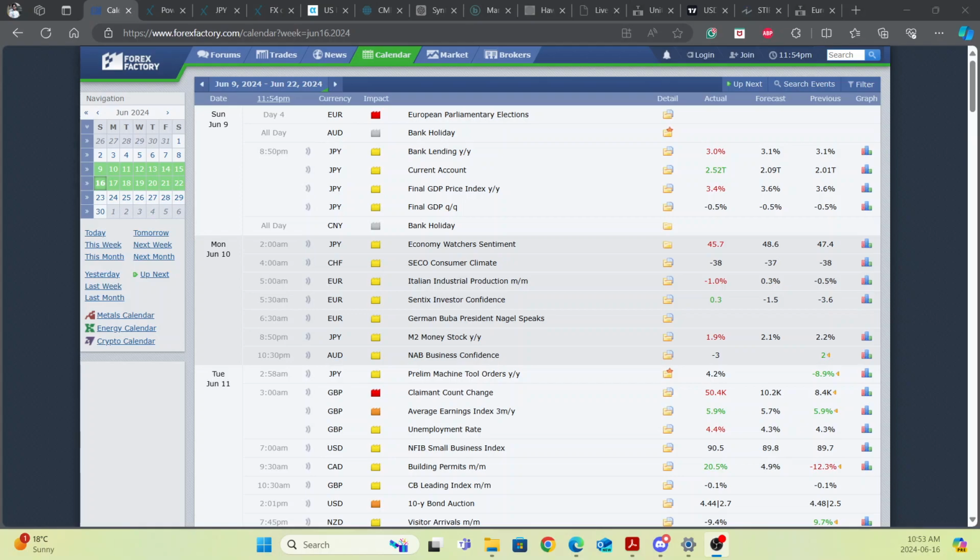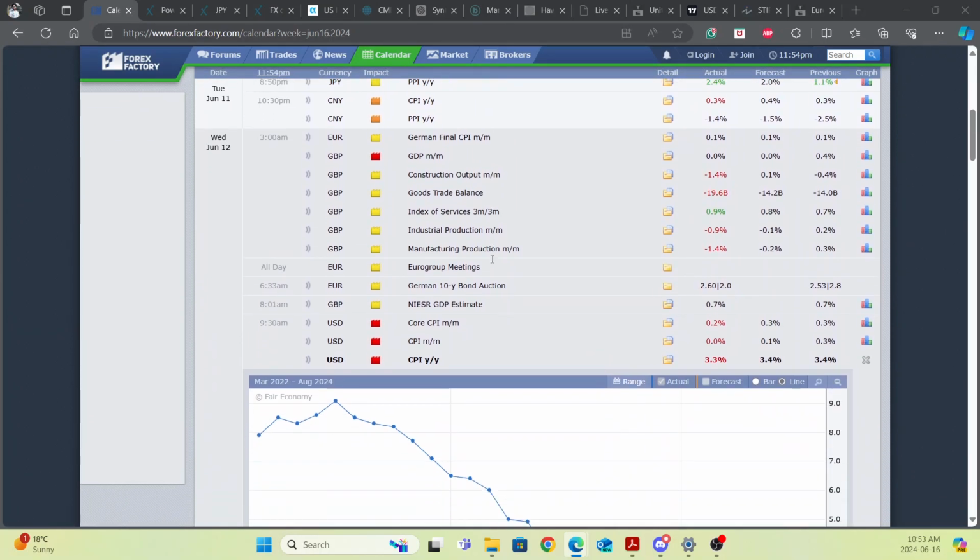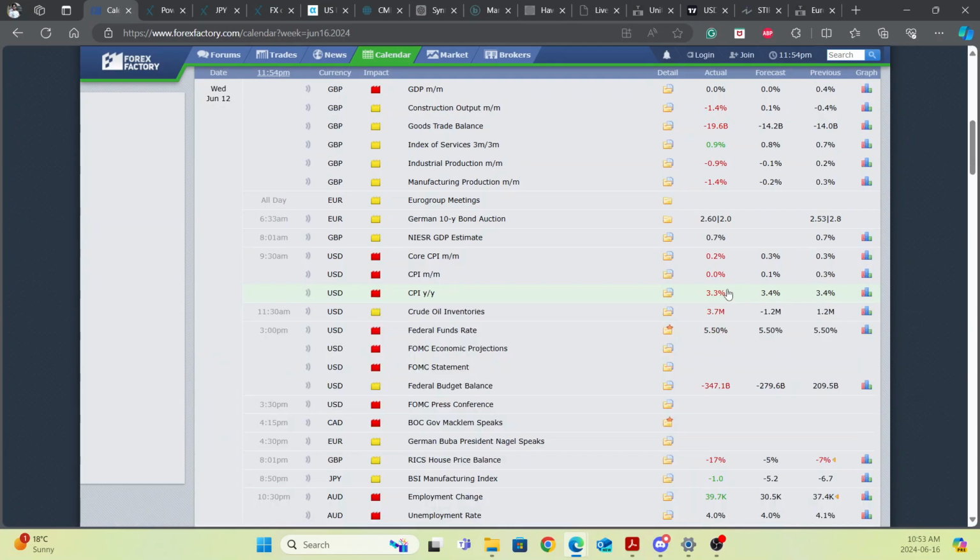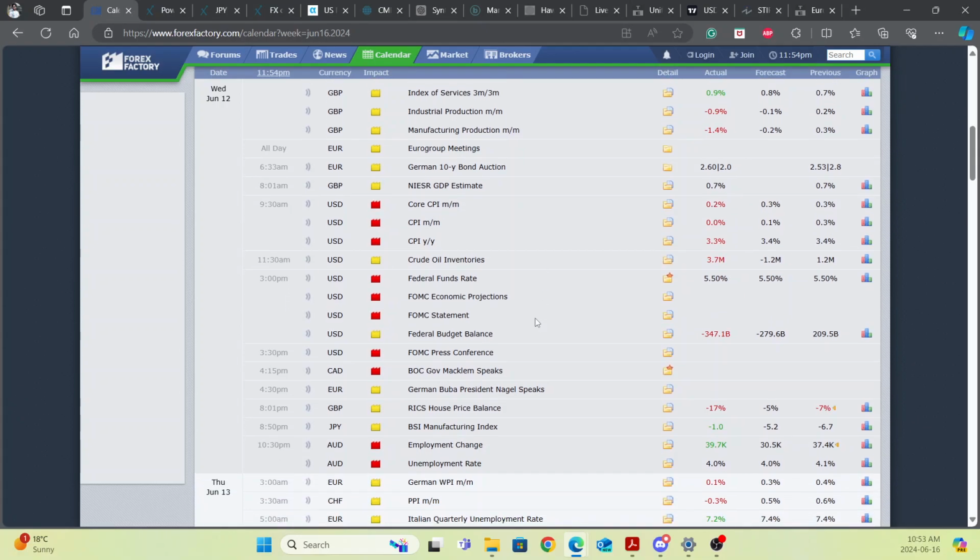So with that being said, let's quickly have a look at what we had last week before moving to some analysis for the next week. Starting from last week, the main event was the US. From the dollar side, we had an inflation report, and we also had an FOMC event. And from the Japan side, we had just one major event, the Bank of Japan policy rate decision. We also had some other events.